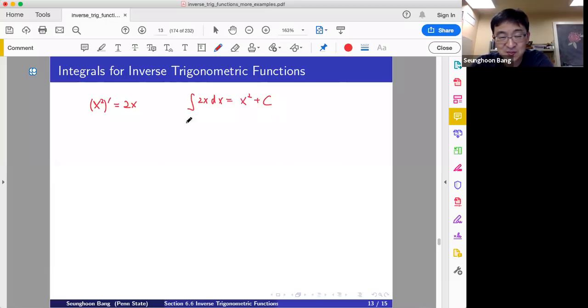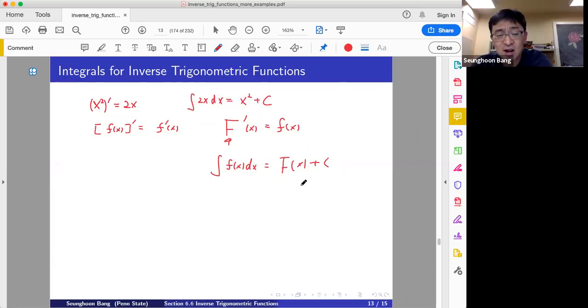So like this, what does it mean? This is my point. Function f of x is given. Take the derivative, you can write f prime of x. That's good. Another one: capital F prime of x equals little f of x is given. Capital F is what we call the antiderivative, the integral of little f of x dx, exactly capital F of x plus c. That's the whole idea. I'm going to use this method for finding the integrals of inverse trigonometric functions.